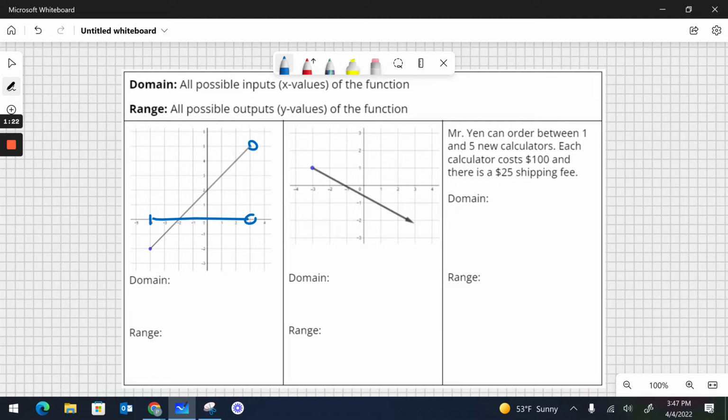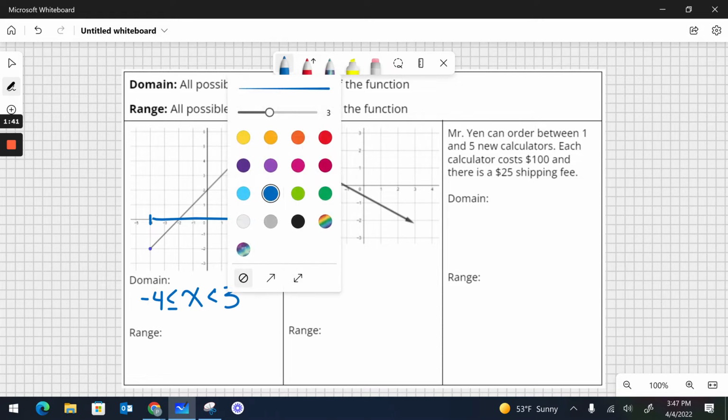So for my domain, I'm going to say the x values can be everything greater than or equal to -4. That's the furthest to the left that it went. And everything less than or equal to +3. Because the x values go up to 3, but don't hit 3 exactly.